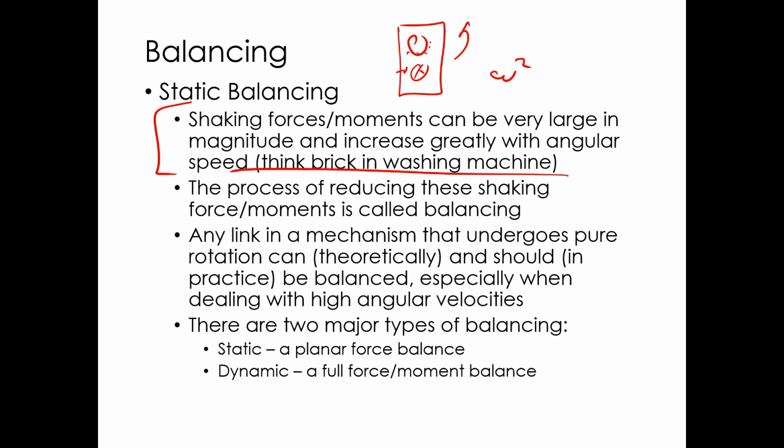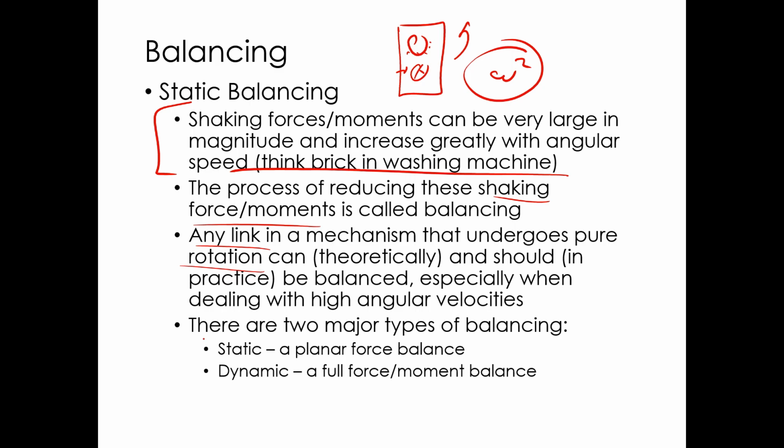So the process of reducing the shaking forces and moments is called balancing. That's what we're doing in balancing, is we're reducing shaking forces and moments. So any link in a mechanism that undergoes pure rotation can and probably should be balanced. It's usually fairly cheap to do, especially as things start spinning fast. The faster they spin, the more of an issue this becomes. Again, omega squared, so it's not linear.